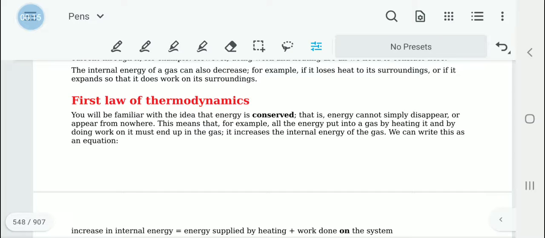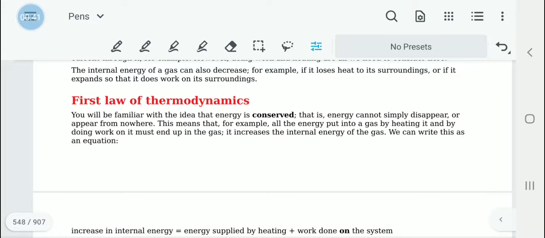You should be familiar with the conservation of energy idea. Energy is neither destroyed nor created, right? That means it cannot simply disappear or come out of nowhere. So there has to be a conversion of energy from one form to the other.